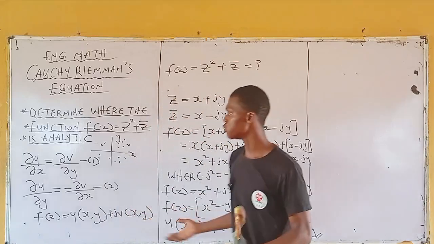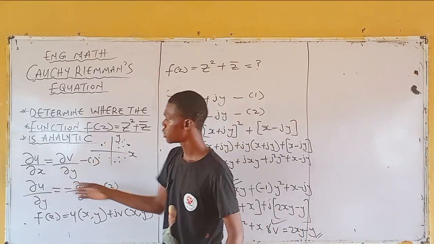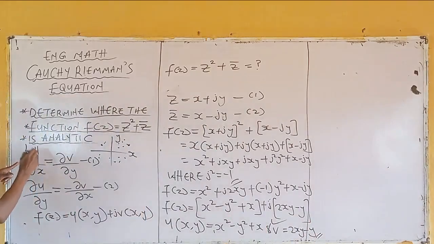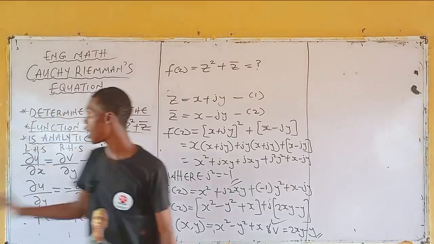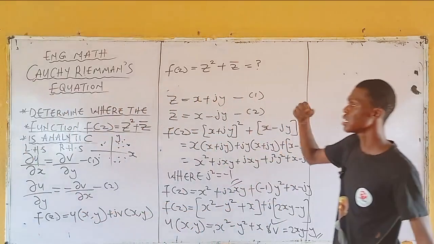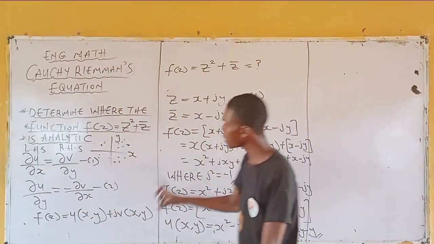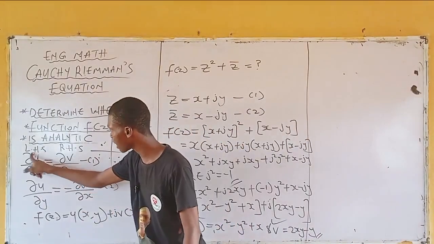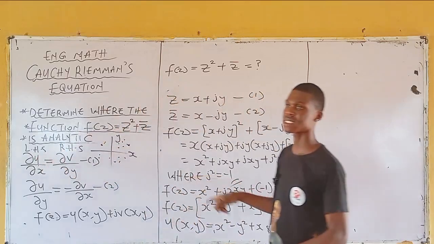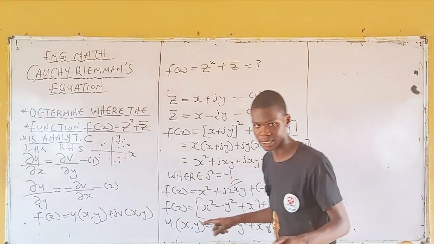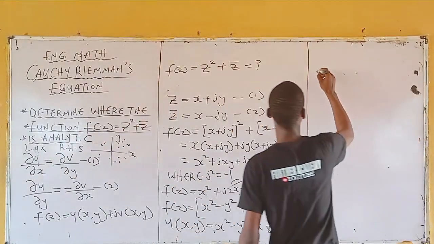Once we substitute, and the left hand side and the right hand side of these two equations are equal, it means that the function is analytic everywhere, right? But if the left hand side is not equal to the right hand side, it means the function is not analytic. So let's find the partial derivatives.